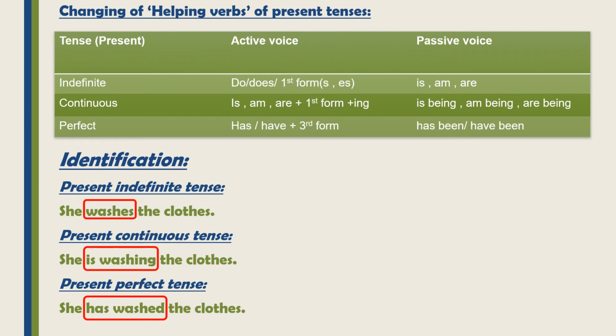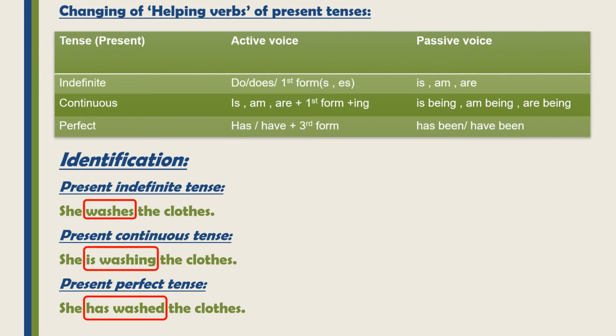Here is the changing of helping verbs of present tenses. First of all, you should know about the identification of active voice. Then you will be able to understand which helping verb you have to use in every tense. First of all, focus on the identification. The identification of present indefinite tense is: she washes the clothes.